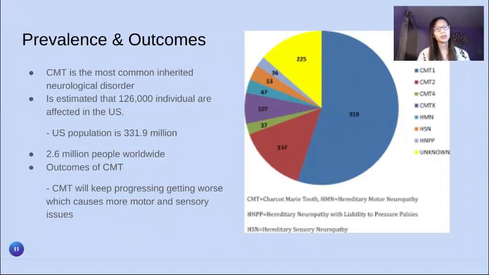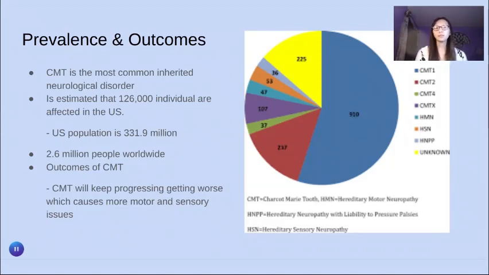Talking about the prevalence and outcomes of CMT. CMT is the most common inherited neurological disorder. It is estimated that 126,000 individuals are affected in the U.S. The U.S. population is 331.9 million people. 2.6 million people worldwide are affected by CMT. To remind you, 7.8 billion people live here on planet Earth.